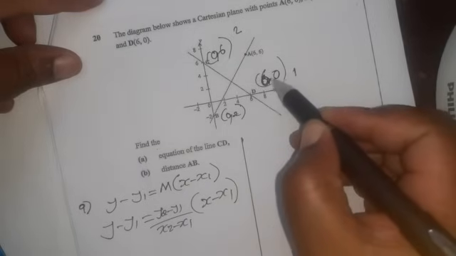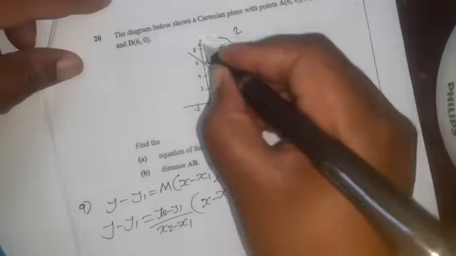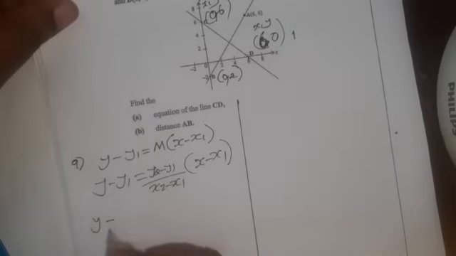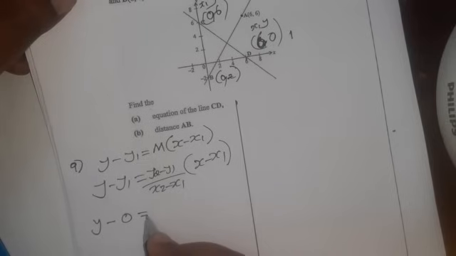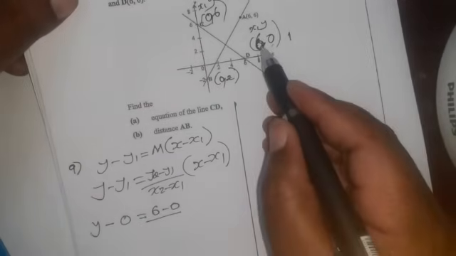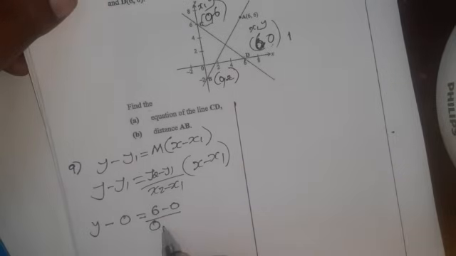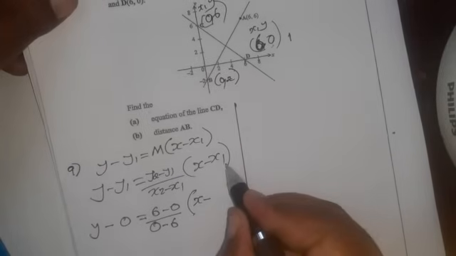If this is x, this is y. So we are going to say y minus, what is our y1? Our y1 is 0. So say y minus 0 is equal to, what is our y2? y2 is 6, 6 minus y1, which is 0, over, what is our x2? 0, minus our x1, which is 6. Open the bracket, x minus, what is our x1? It is 6.